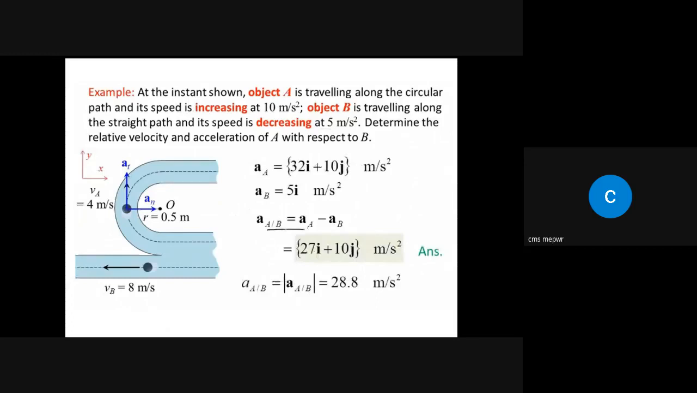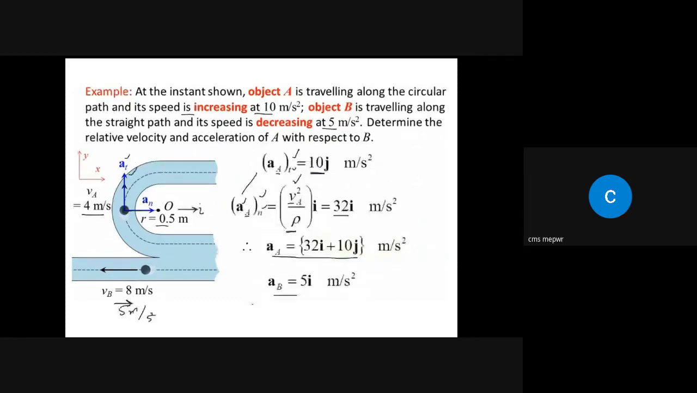Okay, put the values of the acceleration of particle A and the acceleration of particle B. When you do the calculation, you will get this equation. If you want to find the magnitude, take the square of this one, take the square of this one, add both of them, and take their square root. So we will get this, and this is the required answer. What was required? The relative velocity and acceleration of particle A with respect to B. So this is the acceleration of particle A with respect to B, and this is the velocity of particle A with respect to B.